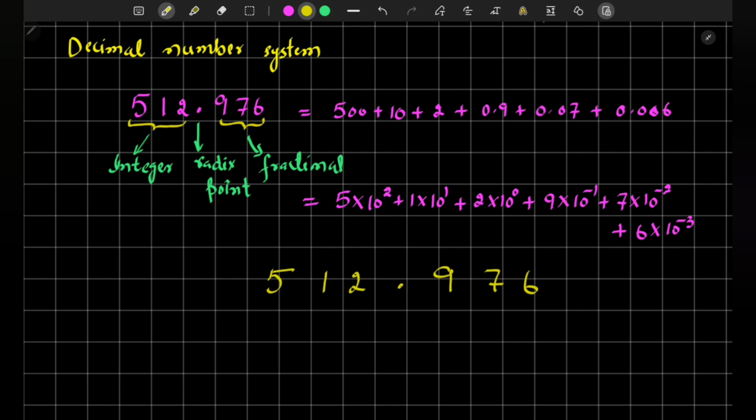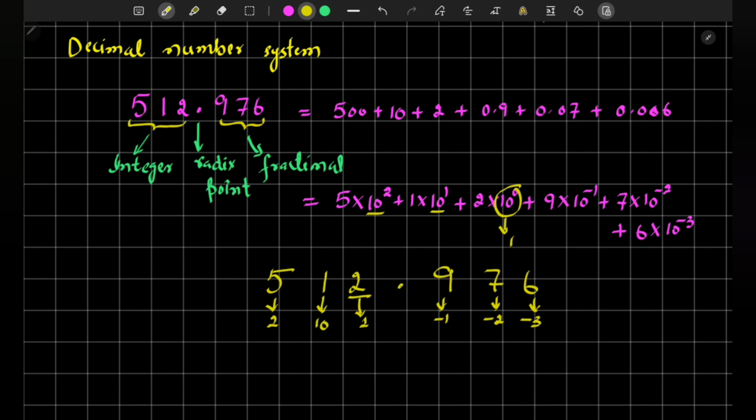You see what is happening here is that this 2 is located at the ones place and it gets multiplied by 10 raised to power 0, which is equal to 1. So its weight here is at the ones place. The 1 is at the tens place, that is why it is multiplied by 10, and the weight of 5 is 2 because it is multiplied by 10 raised to power 2, that is, it is at the hundreds place. Similarly, 9 is at the minus 1st place, 7 is at the minus 2nd place, and 6 is at the minus 3rd place in the decimal number system.